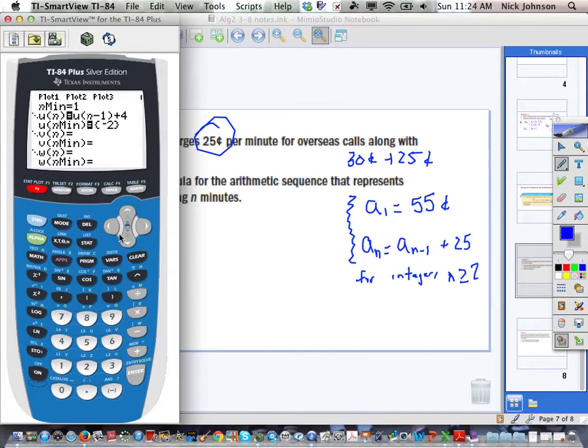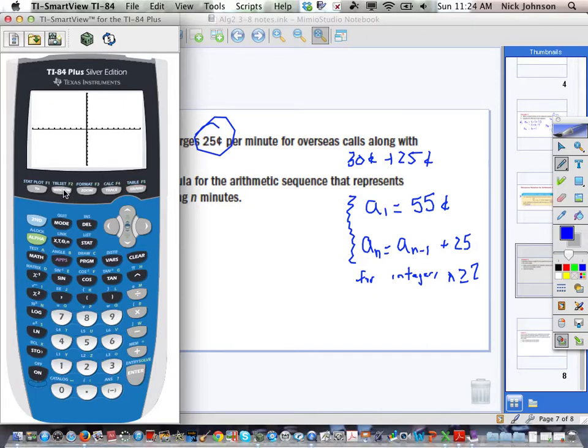Okay. Now I hit y equals. 1 is fine there. Previous term plus, what is it going up by? Well, it's going up by 25, okay, cents. We're not calling it 0.25, we're calling it just 25. So when we get our answer, it's all by cents. This is 55 cents. The next one's going to be 80 cents, right? Okay, so on and so forth. And my first term is 55, so we can graph this.